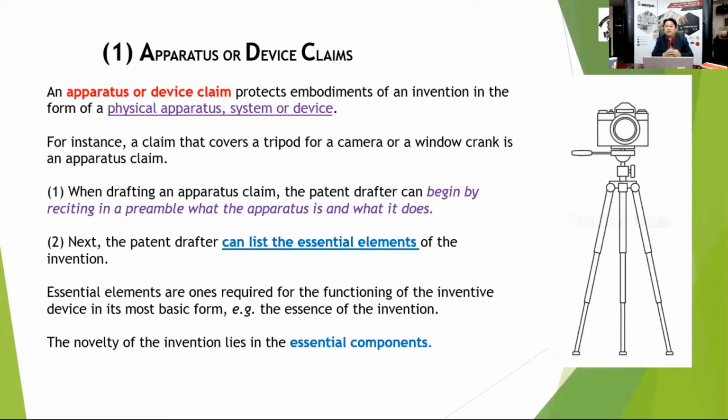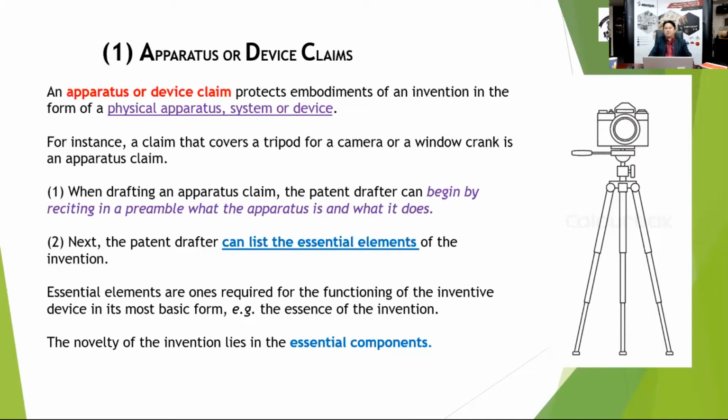The first one will be the apparatus claim, a device claim we call it. An apparatus claim or device claim protects an embodiment of an invention in the form of a physical apparatus, system, or device. So basically, we are talking about a machine or a thing, an object, a system, maybe a mechanical system, anything. So let me give you an example of a tripod here.